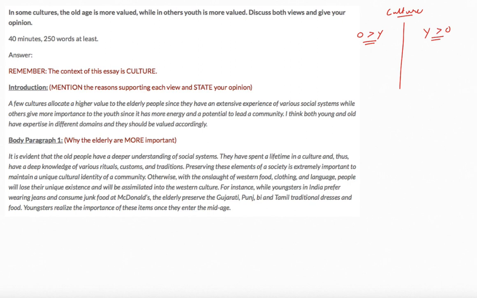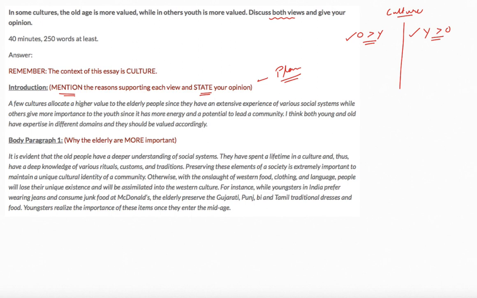Let us come to the introduction. What is the purpose of the introduction? Introduction is meant to lay out a plan of what you plan to explain in the body paragraphs. So the introduction mentions the reasons supporting each view. You need to mention the reasons supporting view 1 and the reasons supporting view 2, and then you need to state your opinion, since it's a discuss both views and give your opinion essay.